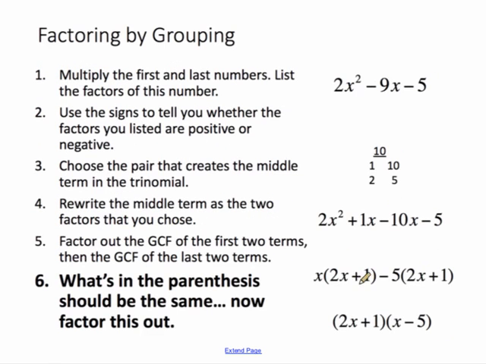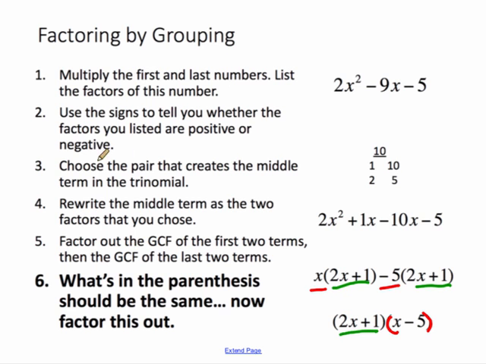And then, if you have done it correctly, what's inside your parentheses should be the same, which means that we can pull that out as a GCF and write what remains, the x and the minus 5, in the other set of parentheses. So when we factor 2x squared minus 9x minus 5, we have two binomial factors, 2x plus 1 and x minus 5.